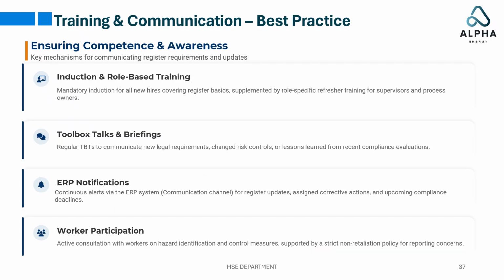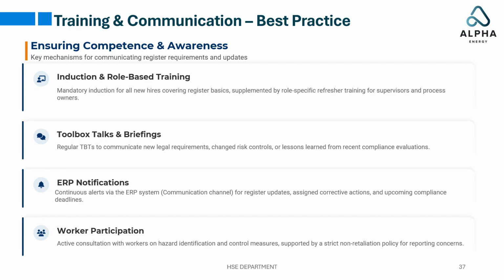This slide outlines best practices for training and communication to ensure competence and awareness of the HSE register system at Al Masood Energy. The first component is induction and role-based training. All new employees receive mandatory induction training that introduces the fundamentals of the register system, including risk identification, environmental aspects, legal obligations, and compliance tracking. This is complemented by role-specific refresher training for supervisors, department heads, and process owners who are directly responsible for implementing and maintaining register controls.